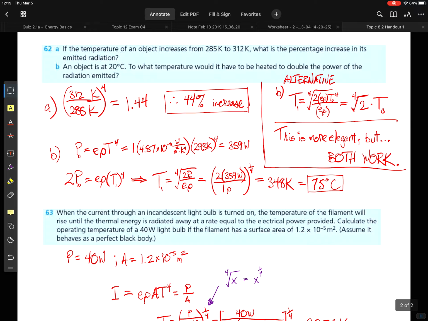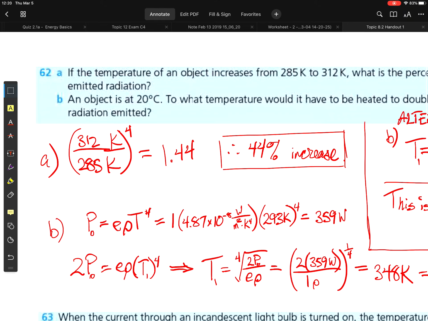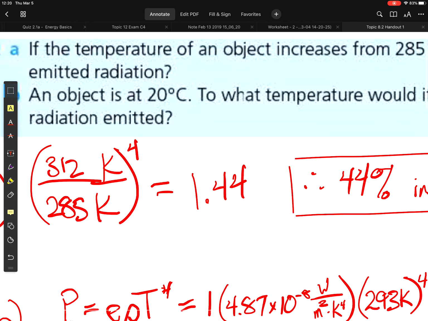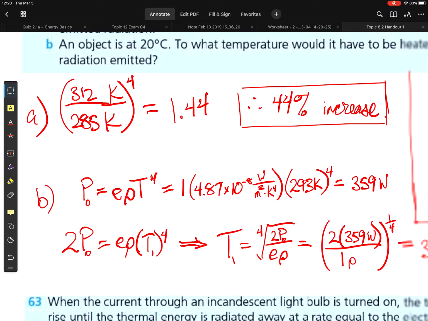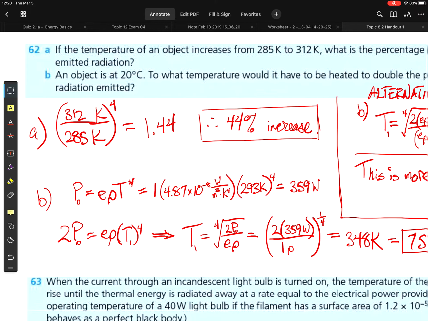Right. Next page. If the temperature of an object increases from 285 Kelvin to 312 Kelvin, what is the percentage increase in its emitted radiation? Here we just use the same mathematics that we already used previously, and there's no sense in deriving it a second time. Okay, pretty straightforward. Second, B. An object is at 20 degrees Celsius. To what temperature would it have to be heated to double the power of the radiation emitted?